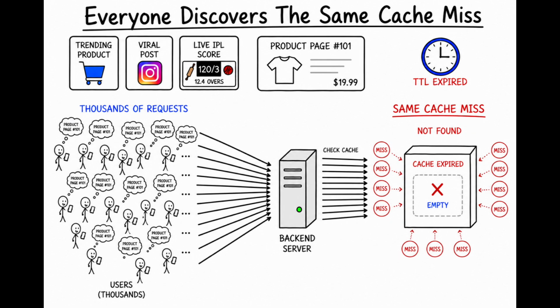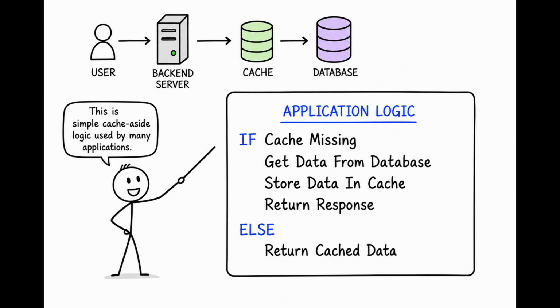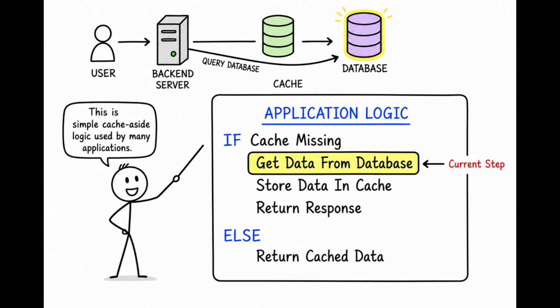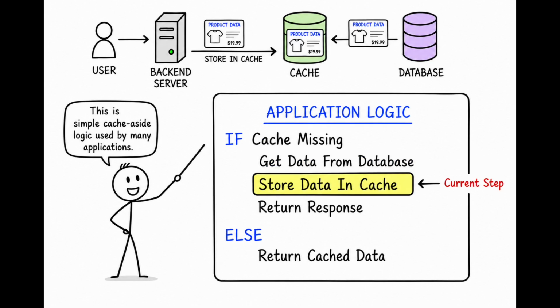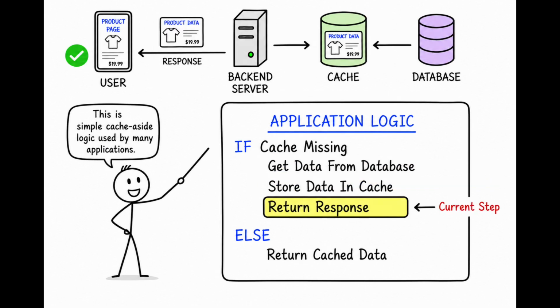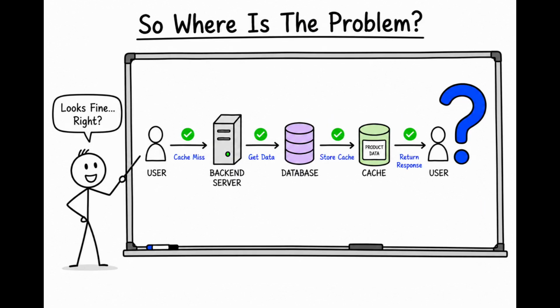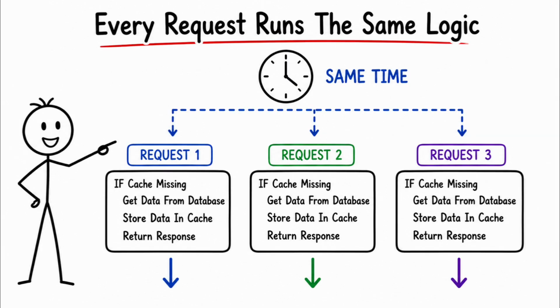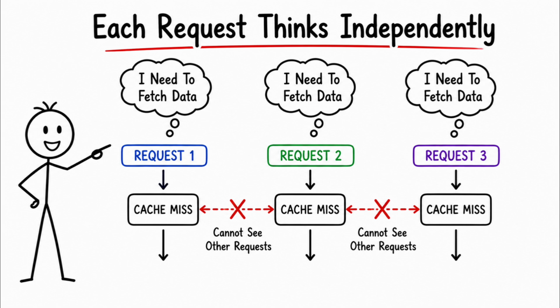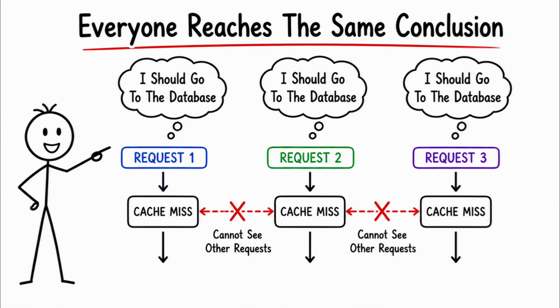Now let's think like the backend. The logic usually looks something like this. If cache is missing, get data from database, store it in cache, return the response. Nothing is wrong with this logic. The code is correct. The application is behaving correctly. So where is the problem? The problem is timing. Every request executes the same logic at the same moment. Nobody knows another request is already fetching the data. So everyone reaches the same conclusion. I should go to the database. And that is where things become dangerous.